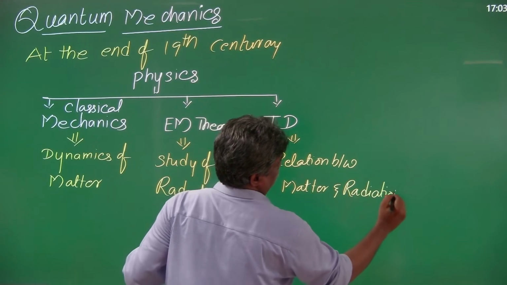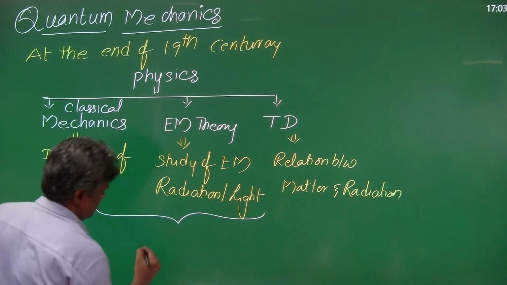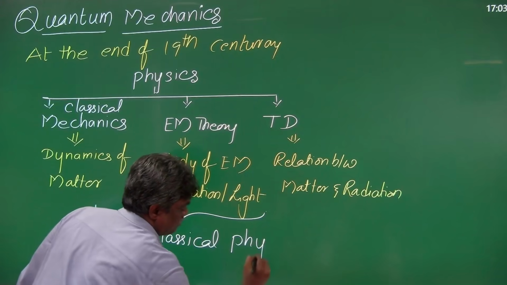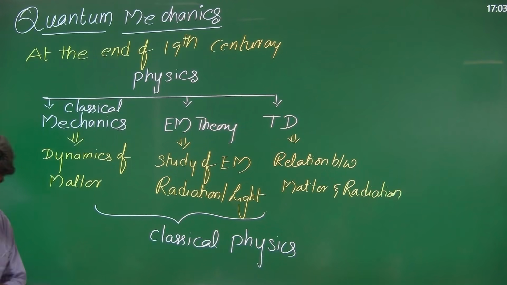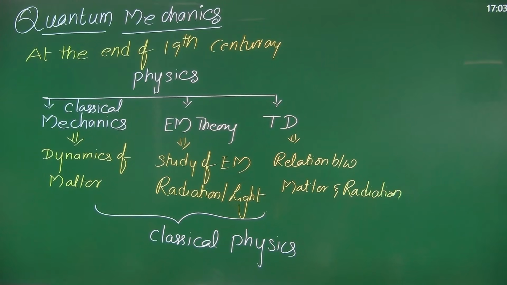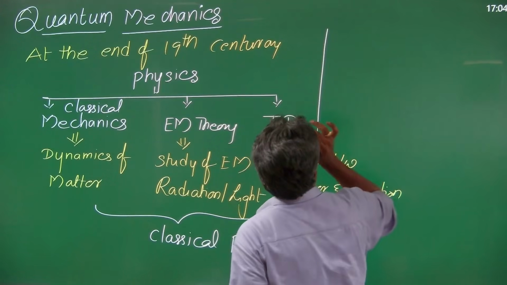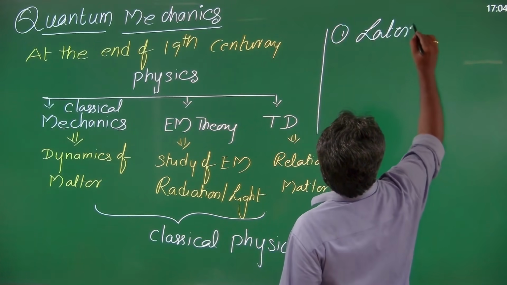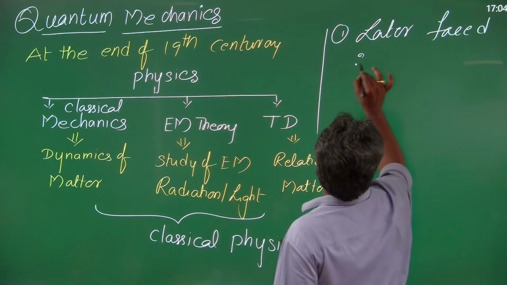Fine. So then people thought that this is the complete physics. This is called classical physics. And they announced physics is completed. Once we think it is completed, then only it is the beginning actually. Then problems started. What problems started? Later they faced two major problems.